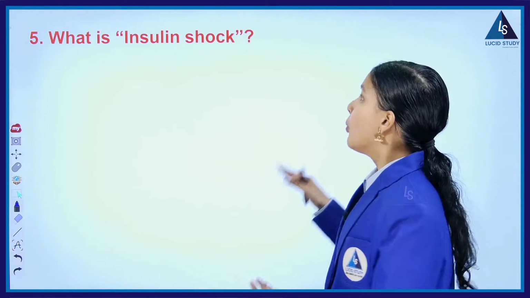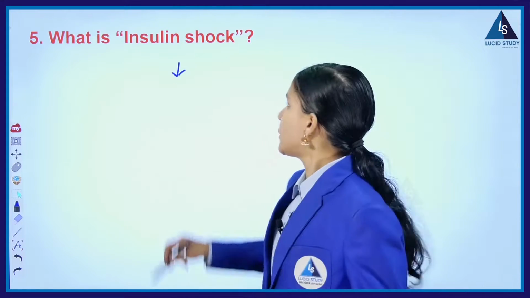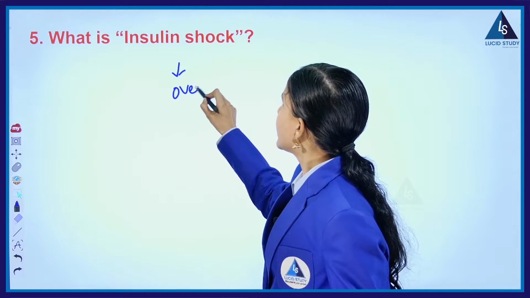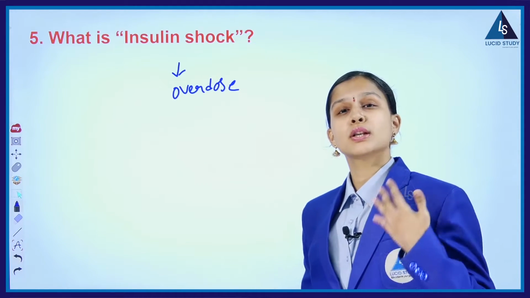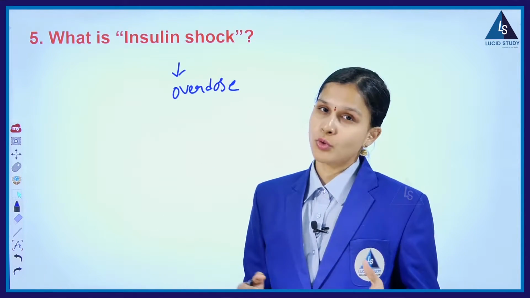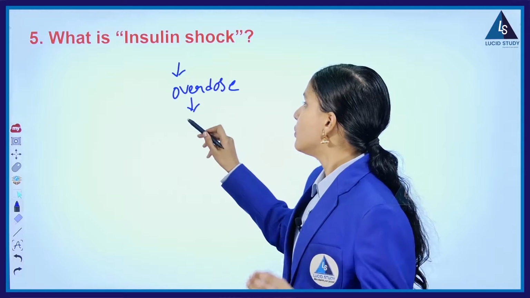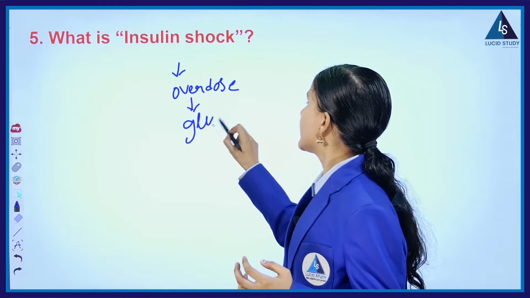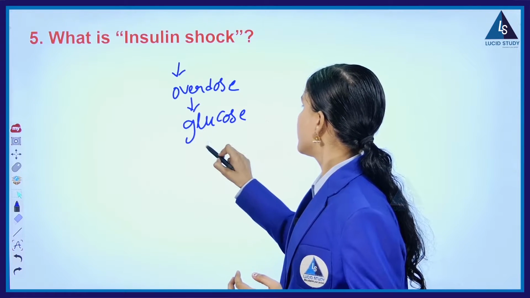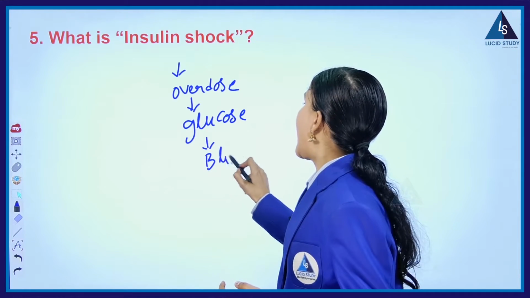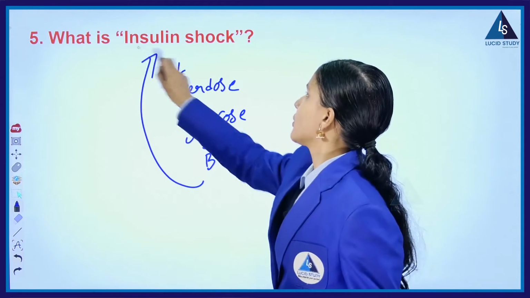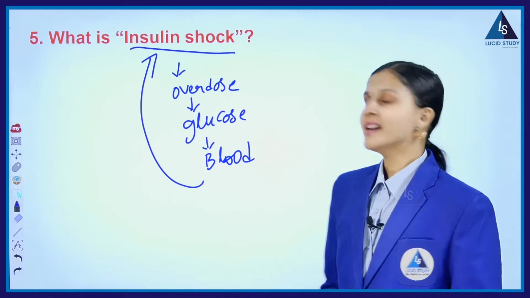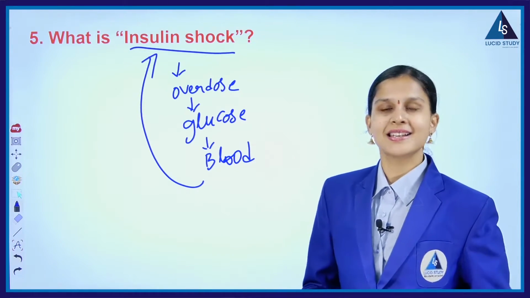Next question. What is insulin shock? So here, overdose of insulin to diabetic patients. If you give more and more dosage of insulin to diabetic patients, what will happen here? It leads to a decreased level of glucose in the blood, and it leads to a condition called insulin shock. So this is how we are going to answer this question.